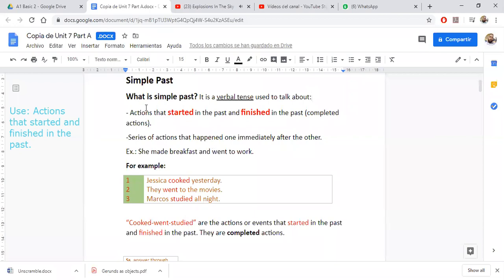So first, actions that started and finished in the past. Another, a series of actions that happen one immediately after the other. Example, she made breakfast and went to work. So these actions, made breakfast and went to work, one happens immediately after the other, okay? So she made breakfast, she finished, and she went to work. Those actions are connected by the time, like one finishes and then the other starts and finishes as well. So those actions happen one after the other. That's what we refer to when we say a series of actions that happen one immediately after the other. You can have more examples and more actions as well.